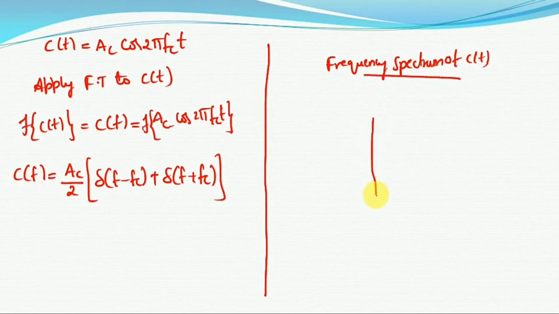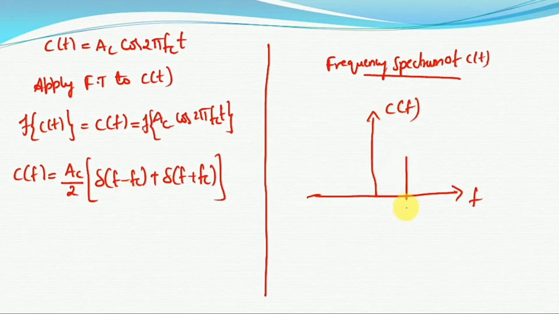The frequency spectrum will be drawn the same way as when we considered the message signal as an arbitrary signal. The axes are f and C(f), and the first term is again an impulse signal with a shifting frequency of Fc, having an amplitude of Ac by 2, and the second term is an impulse signal with a shifting frequency of minus Fc with an amplitude of Ac by 2. So this is how to draw the frequency spectrum of the carrier signal.